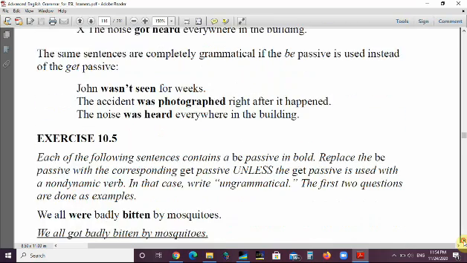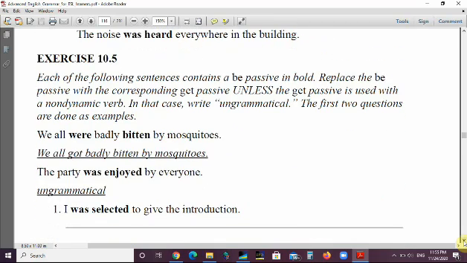Exercise 10.5. Each of the following sentences contains a be passive in bold. Replace the be passive with the corresponding get passive unless the get passive is used with a non-dynamic verb. For example, we all were badly bitten. Can we replace were with got here? Yes, it's grammatical because the verb bite is a dynamic verb.